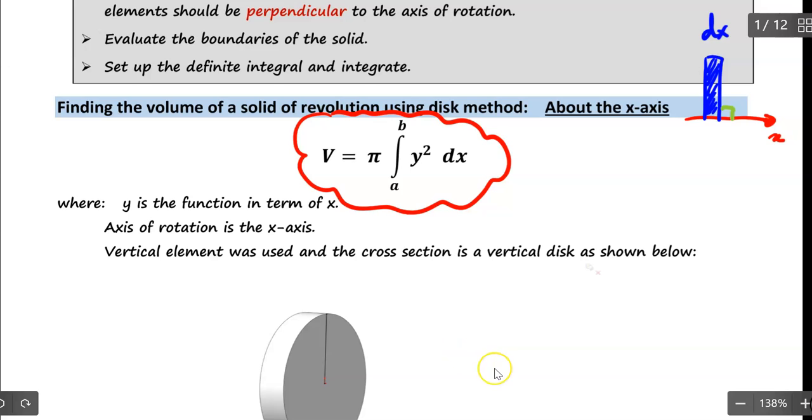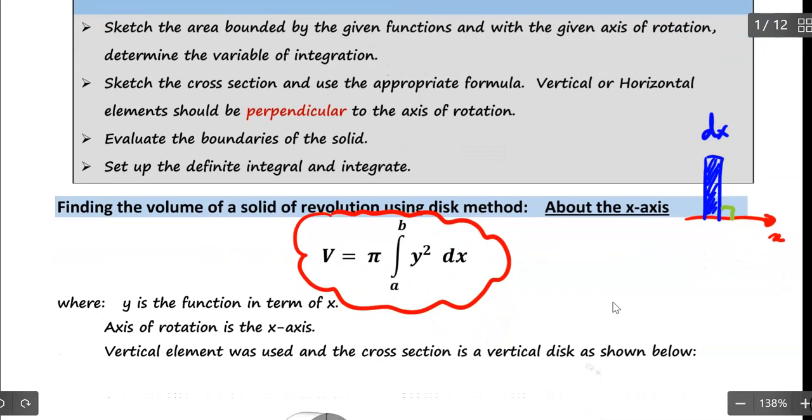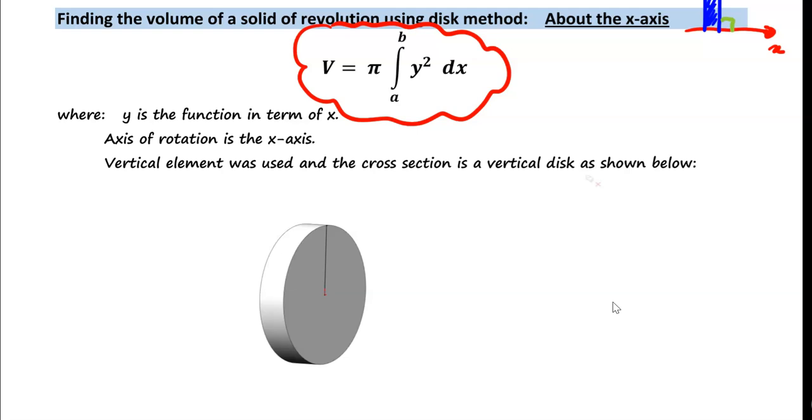Okay, so take a look at this vertical disc that I have. I'm kind of trying to prove this formula for you, also to explain the definition of the disc method. Alright, so what I have here is this disc. Take a look at this disc.